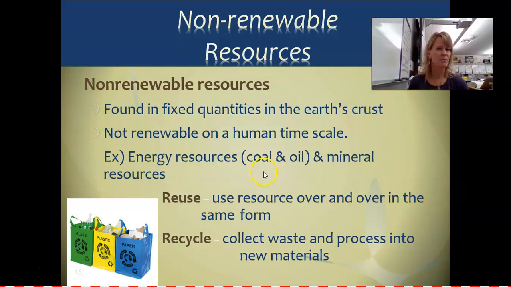Alright, so I want you as an output to also come up with another non-renewable resource. Come up with another example. You can't use coal, you can't use oil, but something that is fixed in our Earth's crust that we can't get more of. So that is another output.